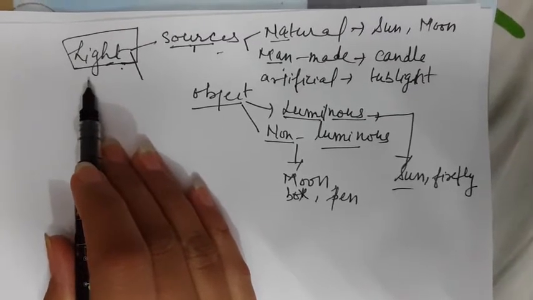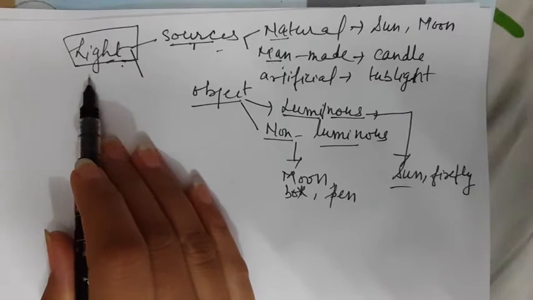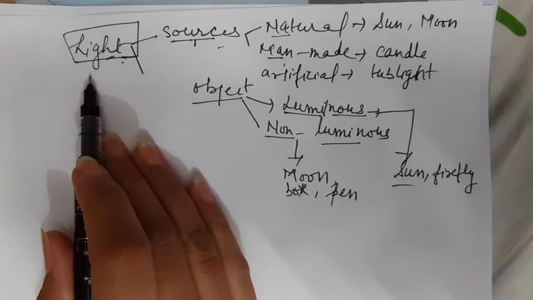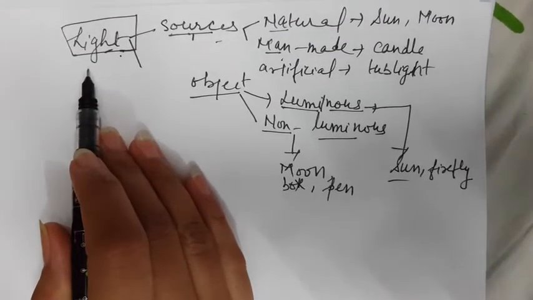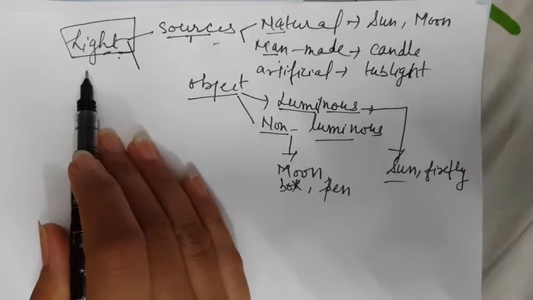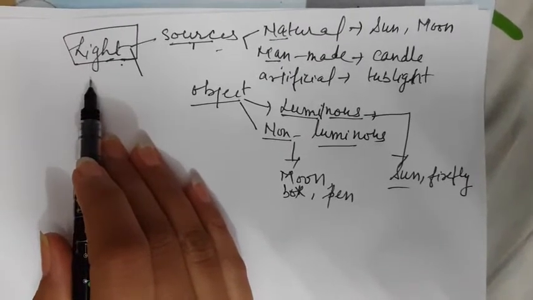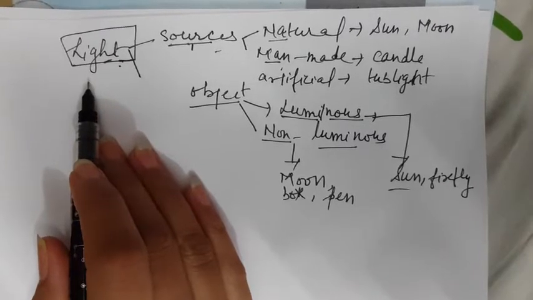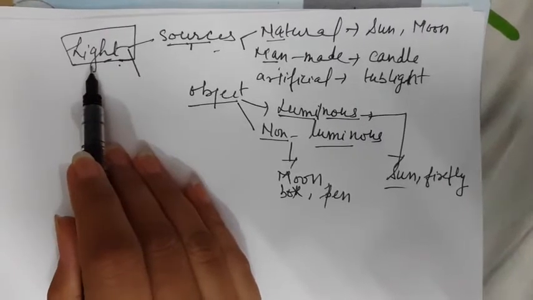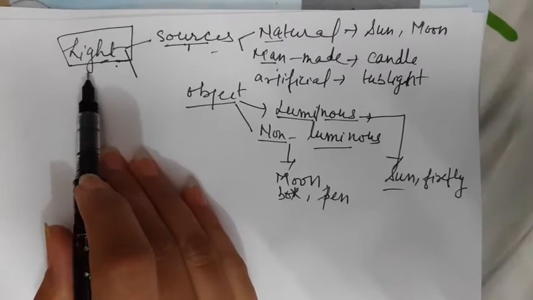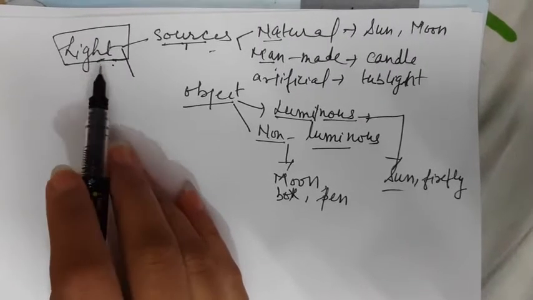During the daytime, we are easily able to see the objects because sunlight is there, which is a natural source of light. And during the night, we are unable to see the things because there is no sunlight. So we need man-made sources to see the objects. Now, what produces light and what is light? Light is a form of energy that enables us to see the things.